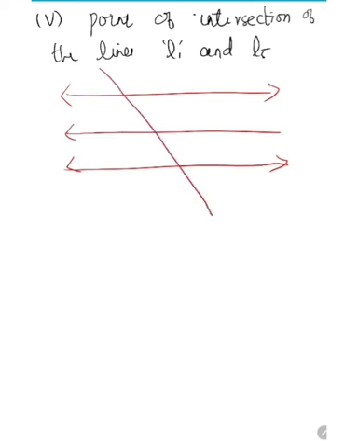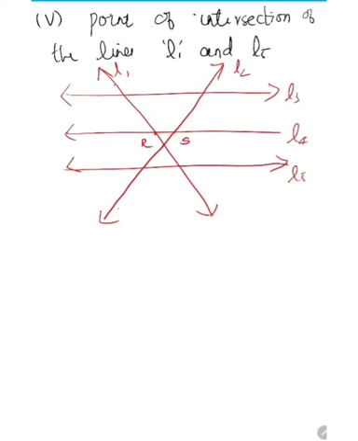So let me take the lines. This is your L3, L4, L5. This is your L1, L2. Here this is called R and this is called S and this one is called V. This is called T and this is called U. This one is called P, Q. So we have to find out the answers here.